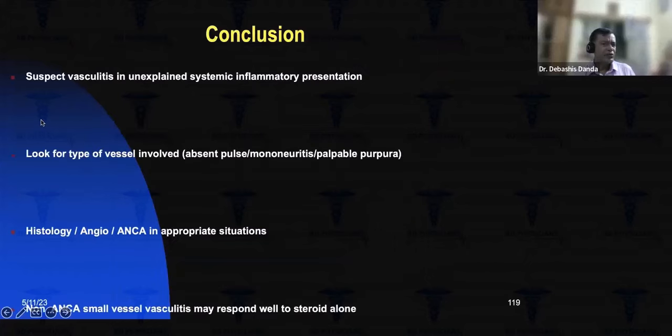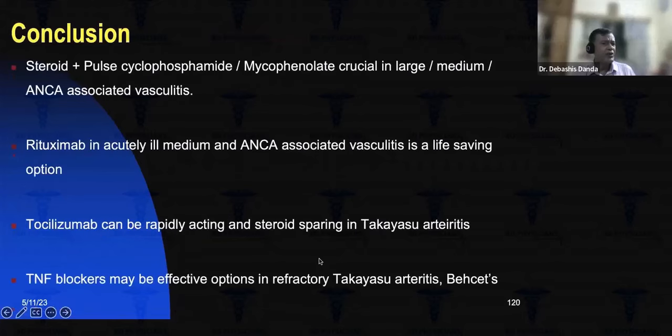To conclude, you suspect vasculitis in unexplained systemic inflammatory presentation. Look for the type of vessel involved, whether there's absent pulse, mononeuritis, or palpable purpura. Absent pulse means large vessel, mononeuritis means medium vessel, palpable purpura means small vessels. Histology, angiography, and ANCA in appropriate situations we must do, and non-ANCA small vessel vasculitis may respond to steroid alone, and sometimes they don't require any treatment at all.